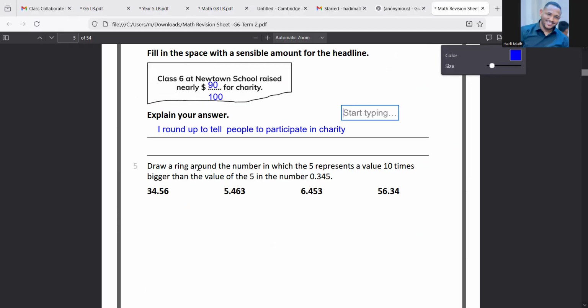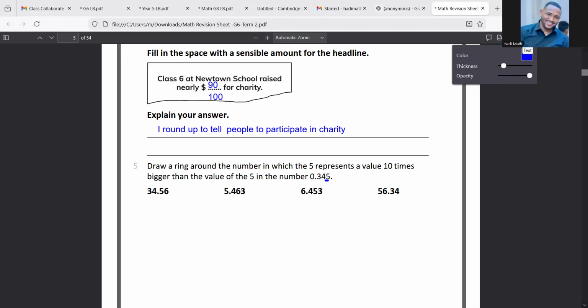Draw a ring around the number in which the 5 represents a value 10 times bigger than the value of the 5 in the number 0.345. Only what you need to know is the value of the 5 here. The value of the 5 here is what? It's thousandths.